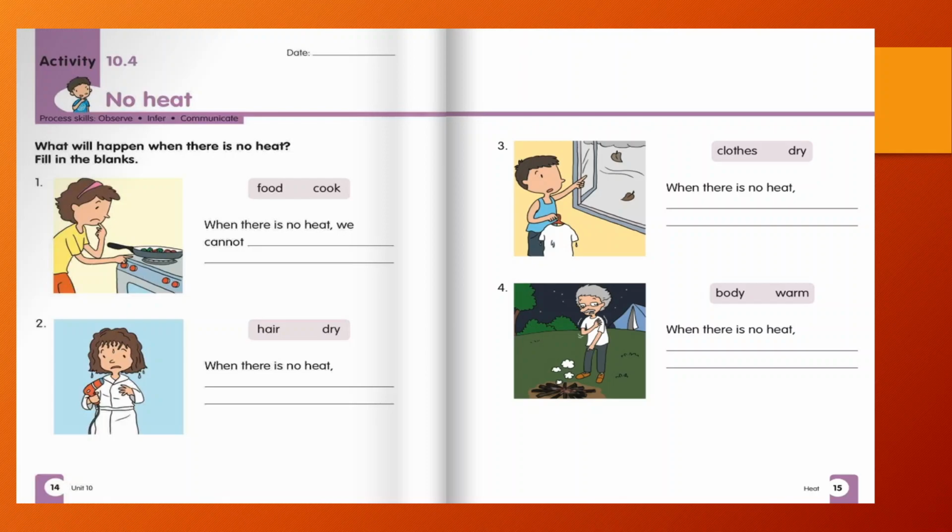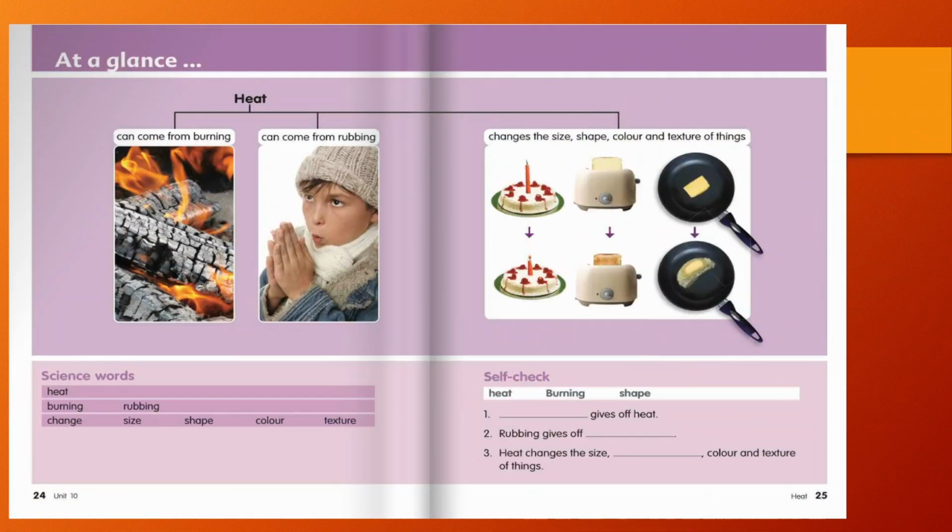Alright, so let's go back to the student book for a second. And here we have the At a Glance section. So we have heat. Heat can come from burning, can come from rubbing. Heat can change the size, shape, color, and texture of things. So we have the science words: heat, burning, change, rubbing, size, shape, color, and texture.